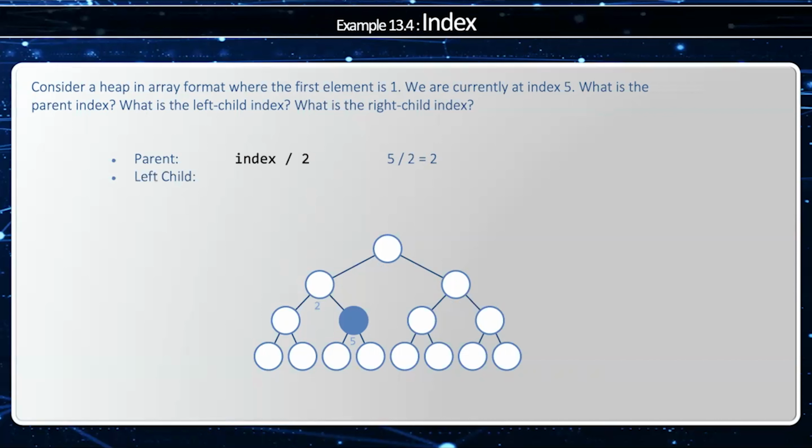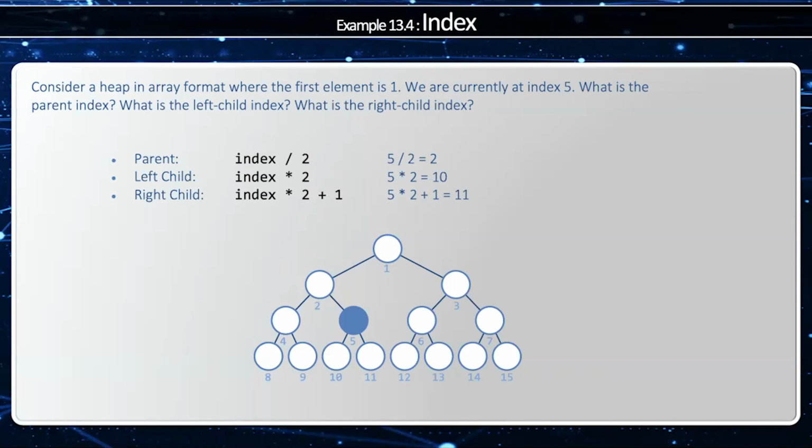And my left child is going to be index times 2, and 5 times 2 is 10, so I expect that to be 10. And my right child to be index times 2 plus 1, which I expect to be 11. Now we're going to verify this by dropping all the indices into the tree, and we're going to see that we were correct.